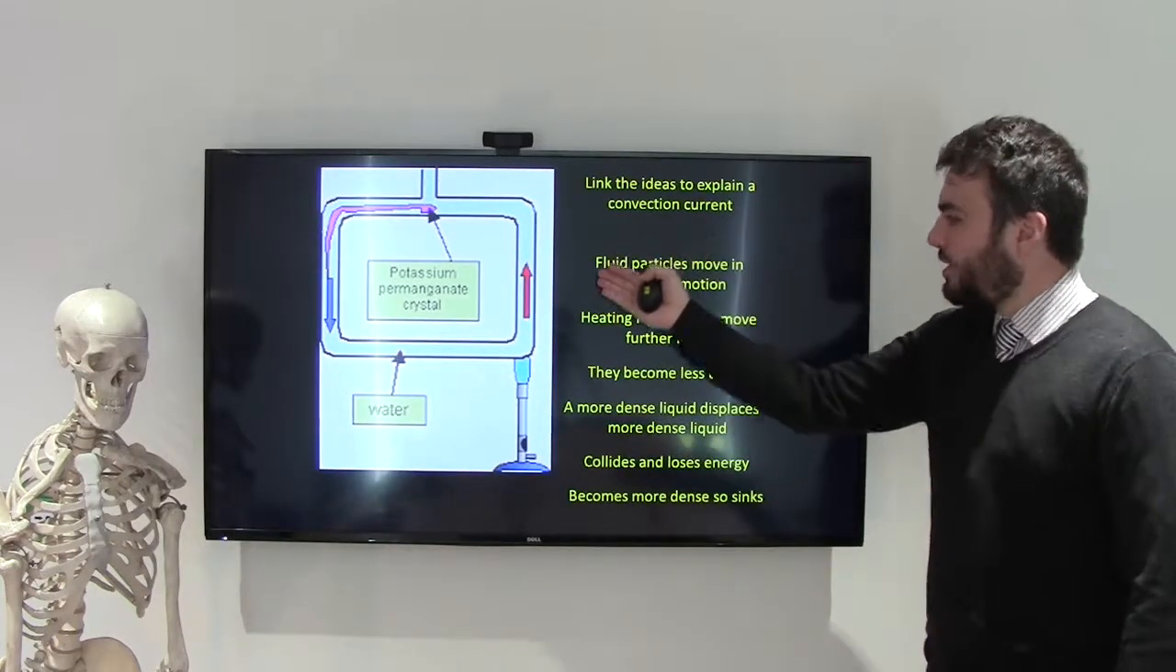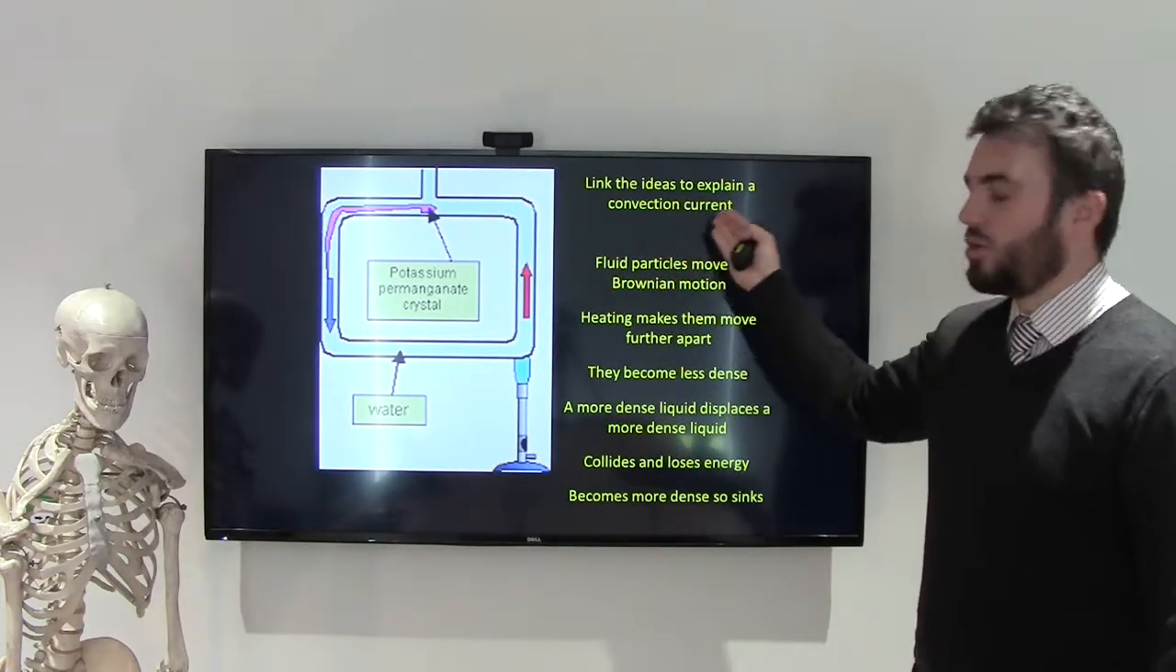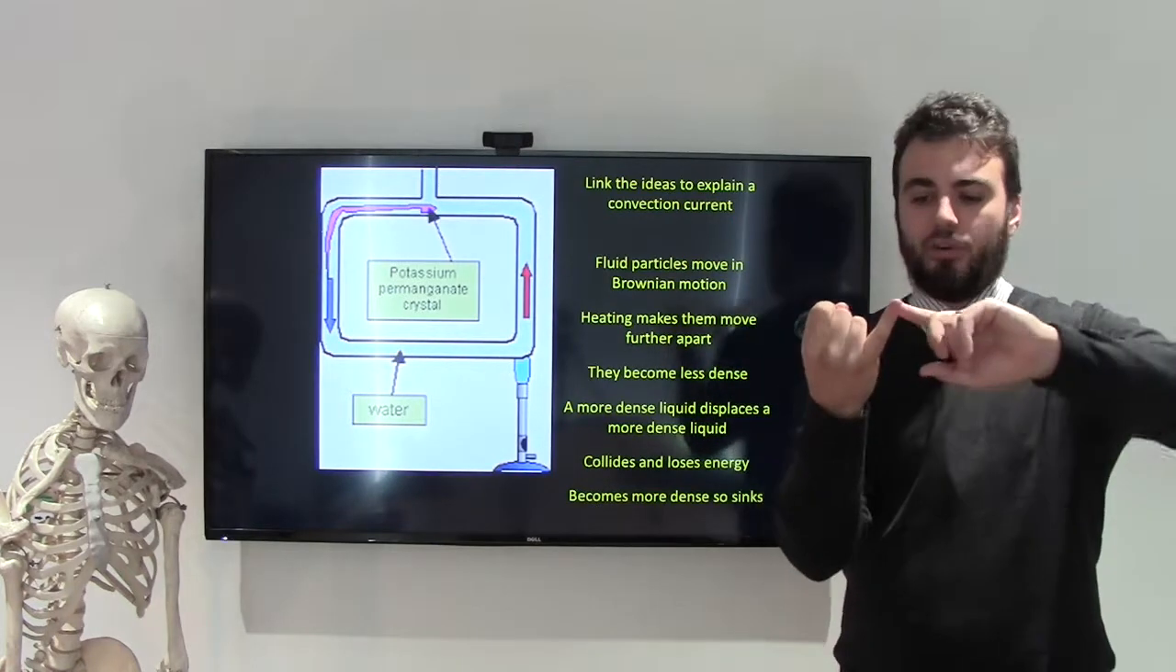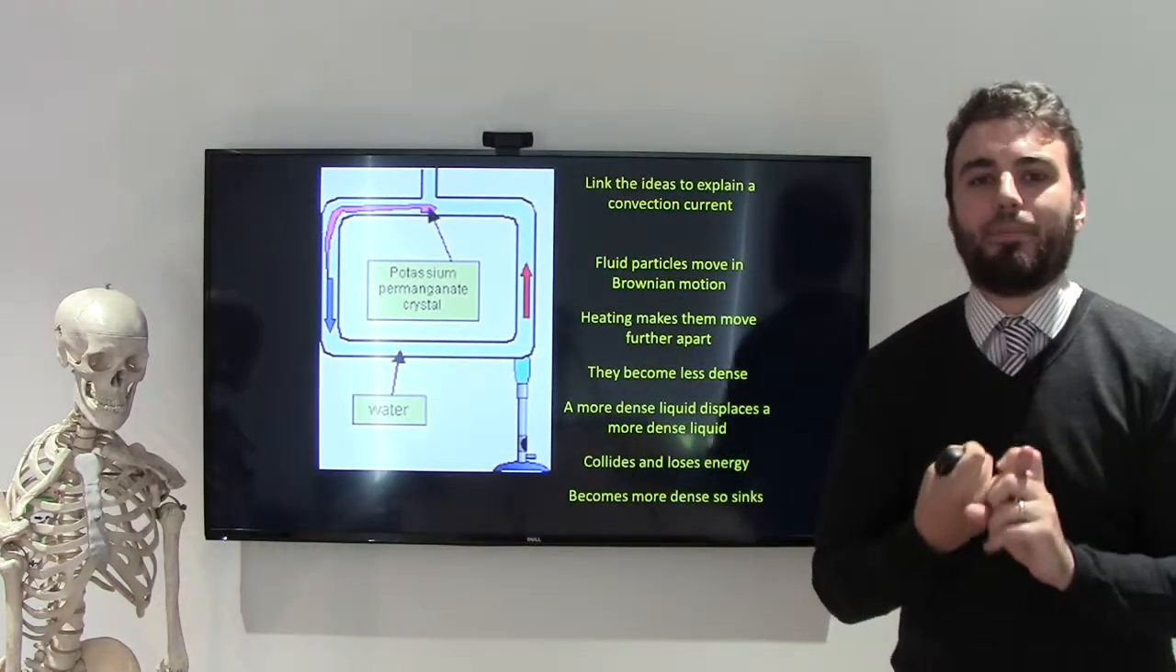Now, because the particles need to move, convection currents can only happen in fluids, and fluids are liquids or gases. It can't happen in a solid.